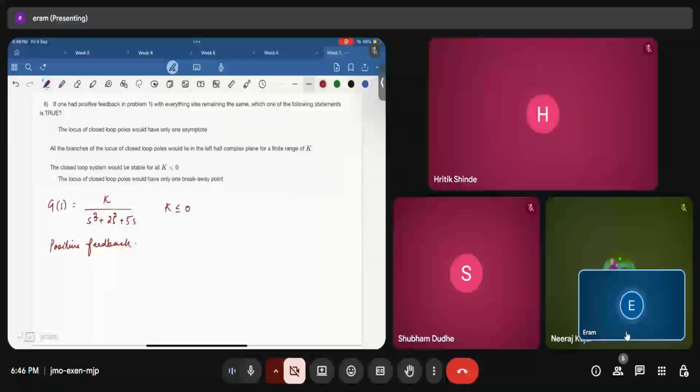The options are: the locus of closed loop poles would have only one asymptote. All the branches of the locus of closed loop poles would lie in the left half complex plane for a finite range of k. The closed loop system would be stable for all k less than 0. And the last is: the locus of closed loop poles would have only one breakaway point. What do you think?